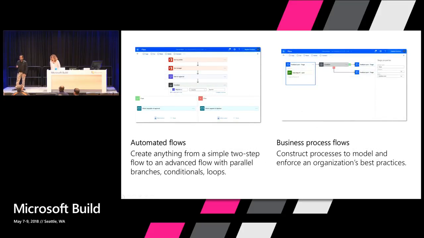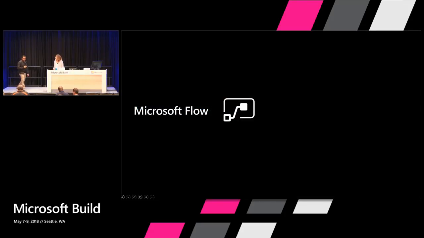Similarly, on the Flow side, traditionally, when you think of Flow, we think of two types. Traditionally, automated flows. You can create anything from a simple two-step flow to an advanced flow with parallel branches, conditions, looping, and much, much more. We're also now adding a new concept called business process flows, which gives you a set of stages. It's almost like a state machine where you can move from one stage to another depending on changes in your data. And this data lives in the Common Data Service. More on this a little later in some of our other presentations. Today, we're going to be focusing exclusively on automated flows. So let's get into that.